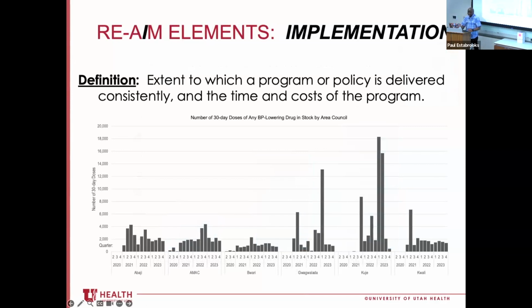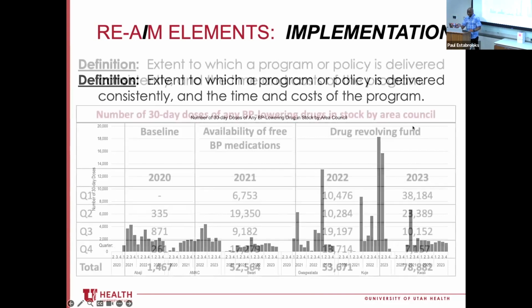This is pretty tiny, but this basically shows the number of 30-day doses of any blood pressure lowering drug in stock by area council. So all of them have some drug, 30-day doses of drug throughout the study period. And we could see the increase and the decline, but at baseline, every one of them had a 30-day stock in place, which was one of the things they are supposed to do as part of this program.